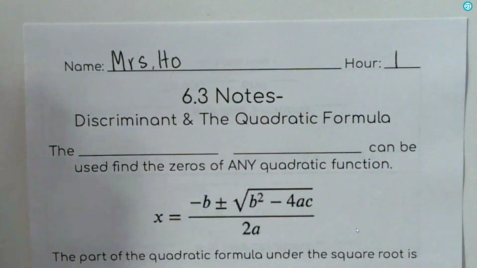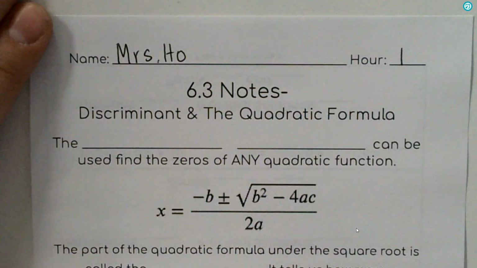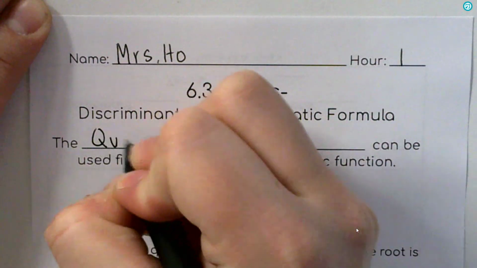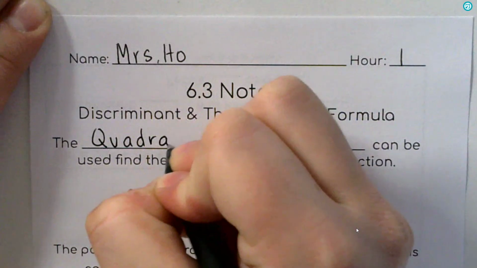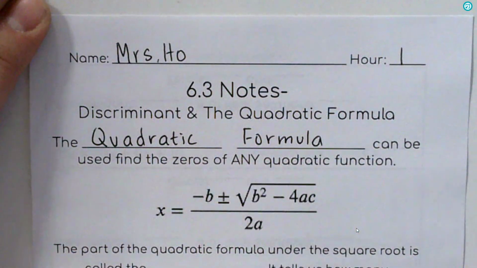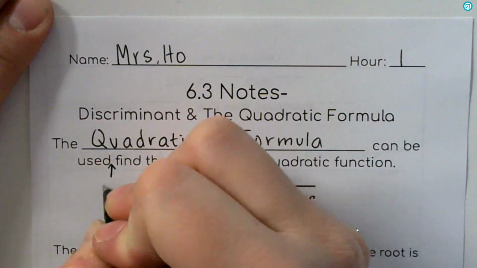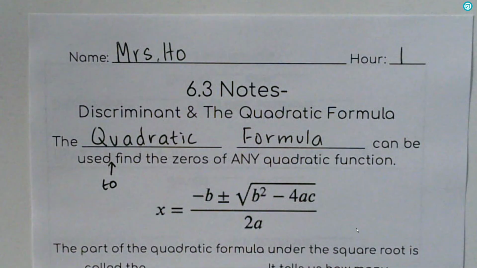All right, 6.3 notes, discriminant and the quadratic formula. So this is ultimately the thing that you will always be able to use. You can always use the quadratic formula. So the quadratic formula is what goes on these first two blanks. So quadratic formula can be used, there should be the word to there, to find the zeros of any quadratic function.